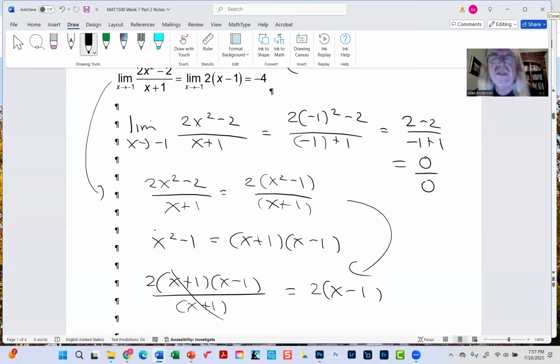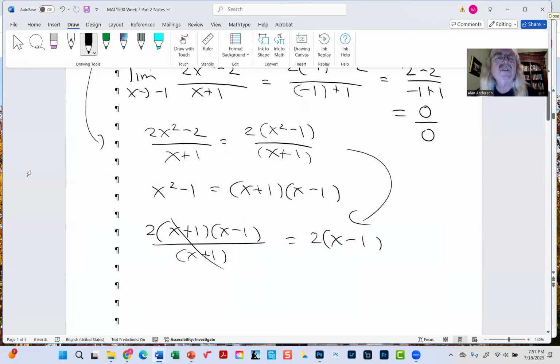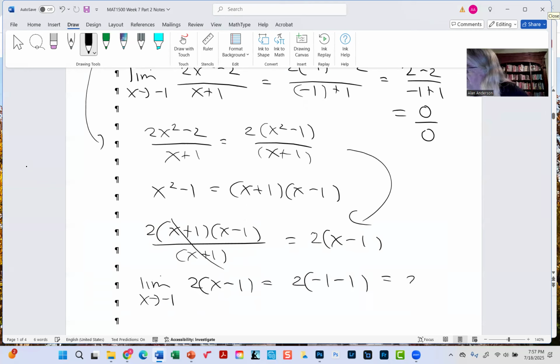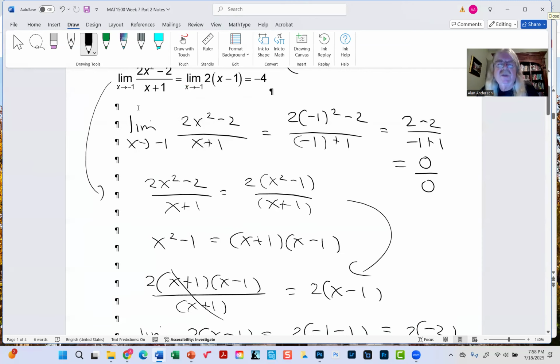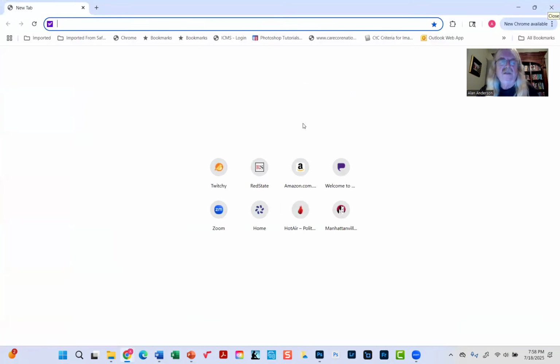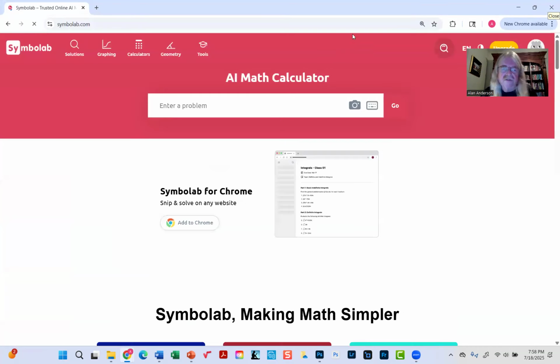So in other words, the original limit can now be rewritten as the limit as x goes to -1 of 2 times x minus 1. And now all of a sudden, instead of 0 over 0, we have -4. So that's fantastic. All right. Now, this function, by the way, let's look at this function as symbol. You can see there is a discontinuity there, but that doesn't mean that we don't have a limit. It depends on where the discontinuity is.